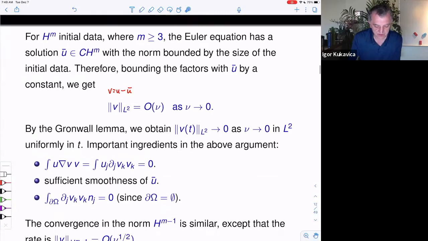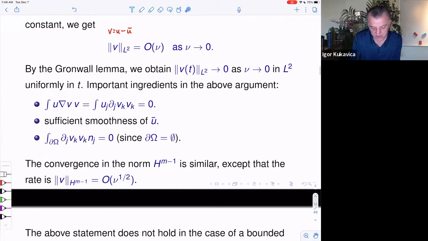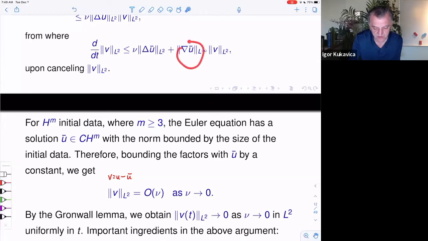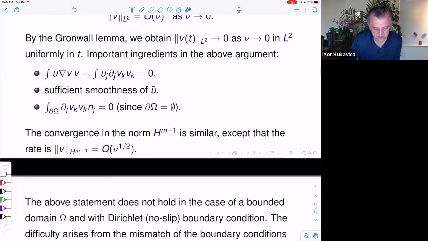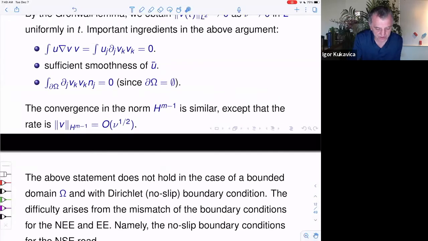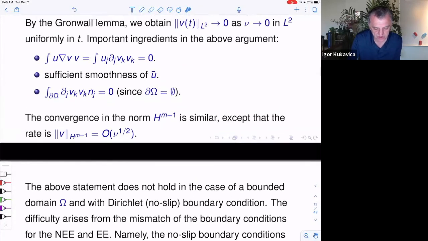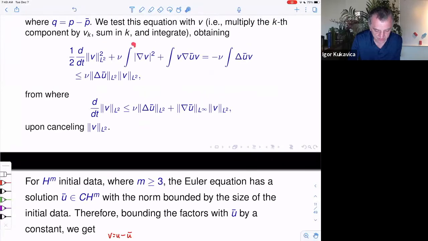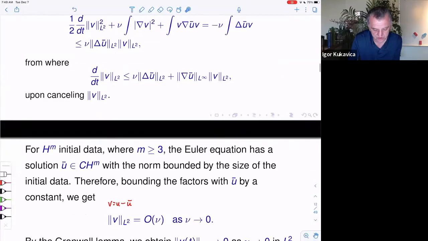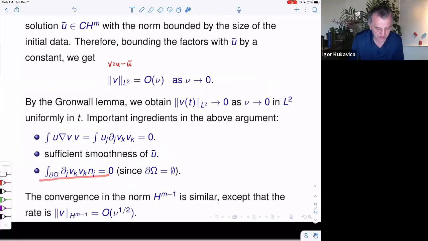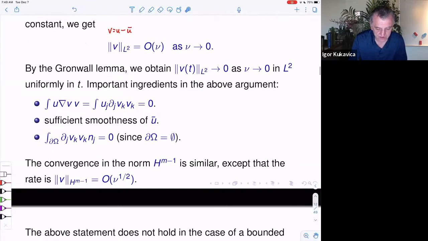And so basic ingredients in this proof were: one of the nonlinear terms went away. Then the smoothness of U bar. So everywhere where we saw any kind of norm of U bar, we could just bound it by a constant. And importantly, one of the boundary terms went away. So this Laplacian term, which produced the gradient of V squared, we use that the boundary term vanishes. And the reason why it vanishes is because there was no boundary.